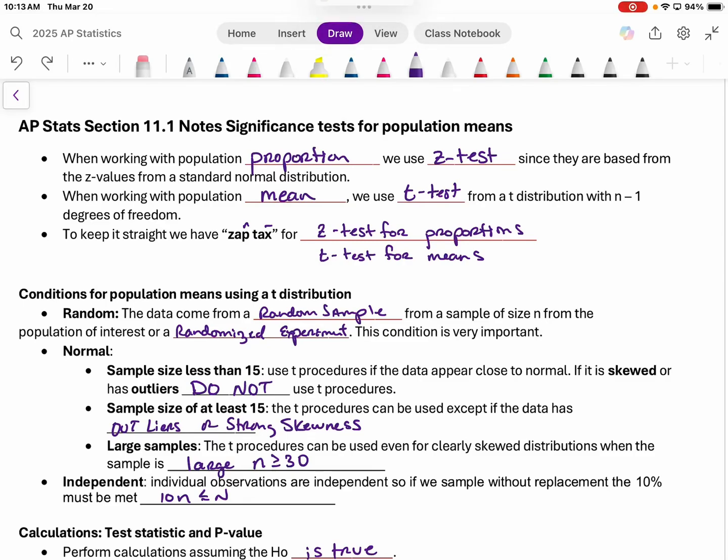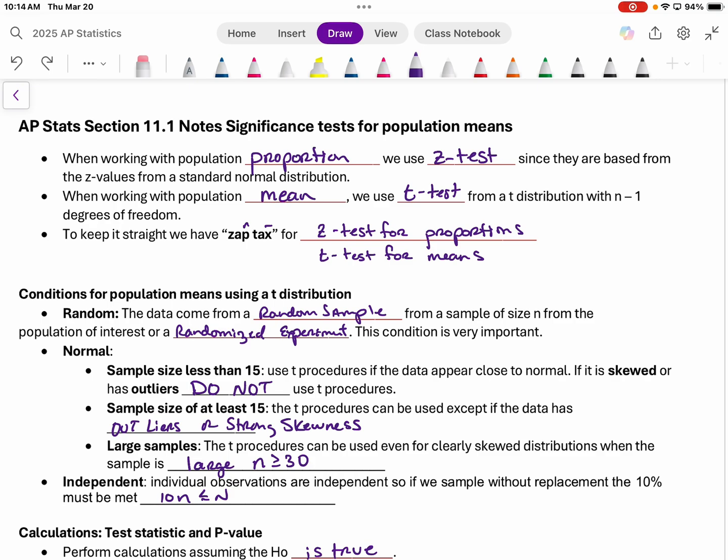As we get into Chapter 11 with hypothesis testing, or significance tests for means, today we focus on the one sample material. When working with proportions, we use the z-test, since they are based on z values from a normal distribution. When working with a population mean, we use a t-test, from a t distribution with n-1 degrees of freedom. We worked on the n-1 degrees of freedom in the confidence interval section over the last couple days.